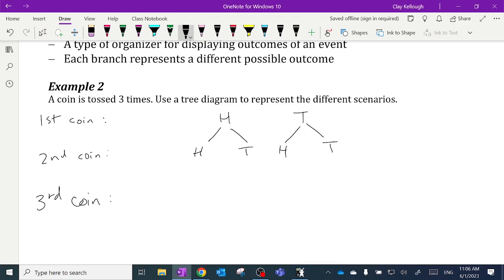If I threw heads for the first coin, heads for the second coin, the third coin could be heads or tails. I threw heads on the first coin, tails on the second coin. The third coin could be heads or tails. The first coin could have been tails. The second coin could have been heads. Then I could get heads or tails on the third coin. And again, the first coin could have been tails. The second coin could have been tails. Then I could have got heads and tails.